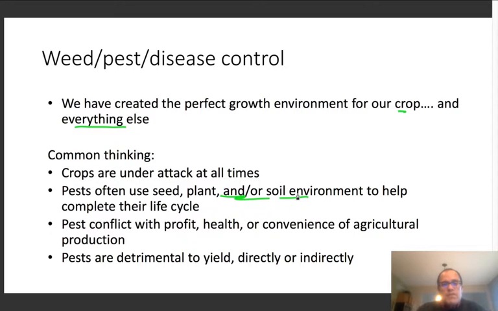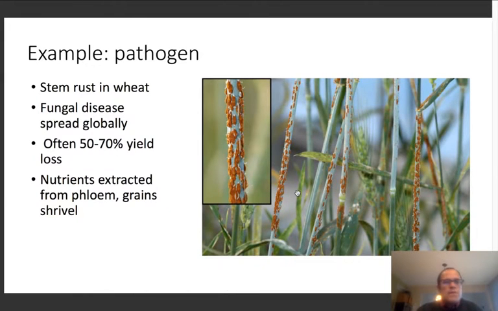But the trouble is that the pest becomes in conflict with our personal agricultural goals with regards to increasing yields, increasing profitability of the systems that we're dealing with. And ultimately, pests become detrimental to the system. Here's an example. A pathogen.